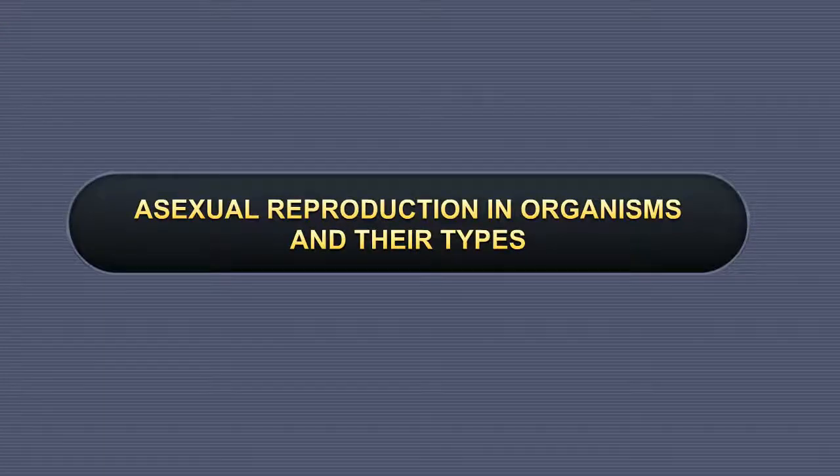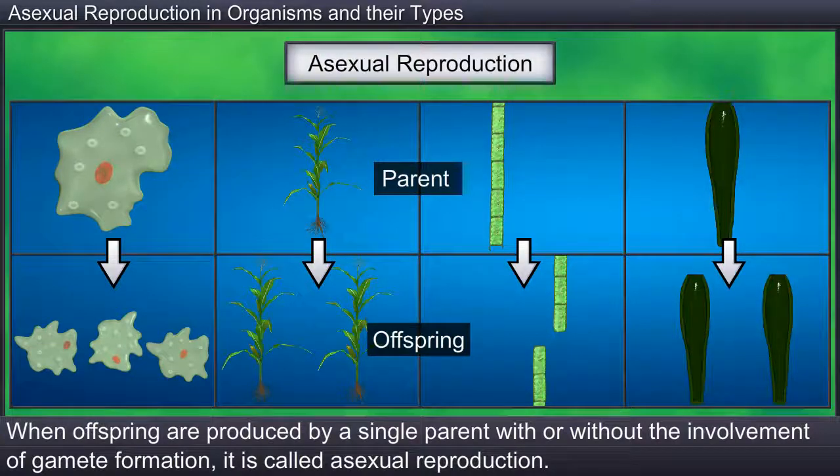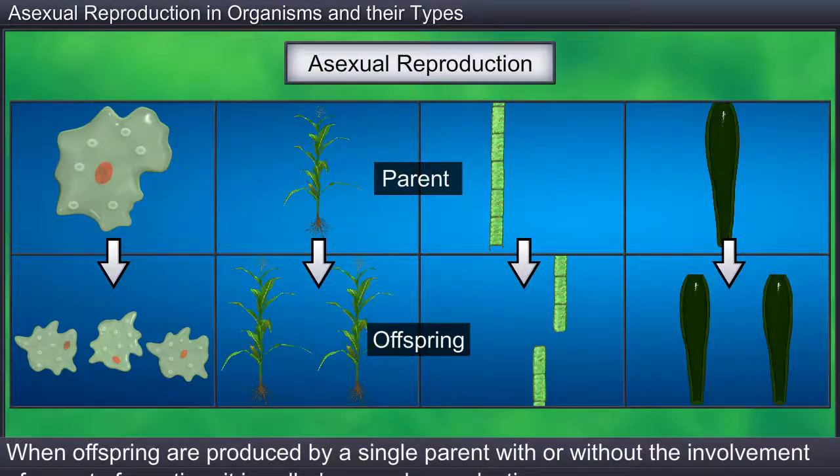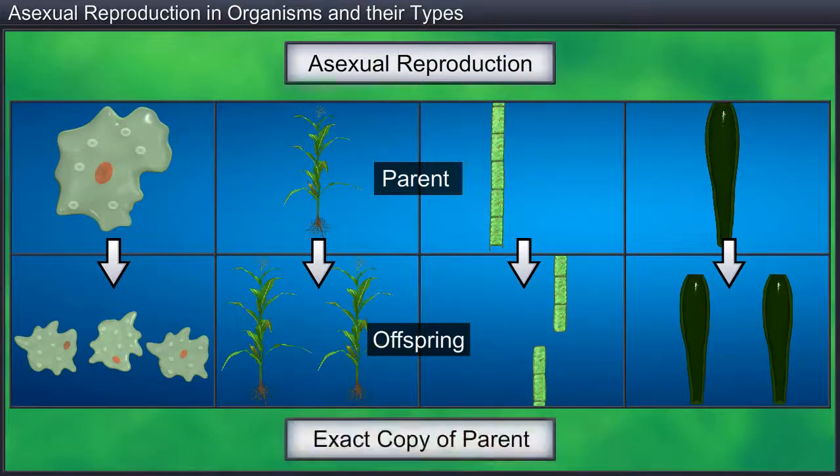In this module, you will learn about asexual reproduction in organisms and their types. When offspring are produced by a single parent, with or without the involvement of gamete formation, it is called asexual reproduction. The offspring inherit genes only from one parent and hence are an exact copy of the parent.